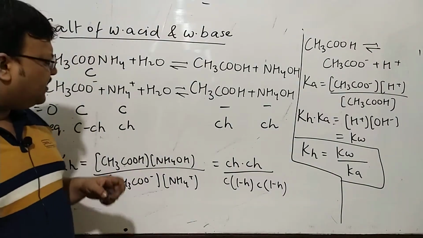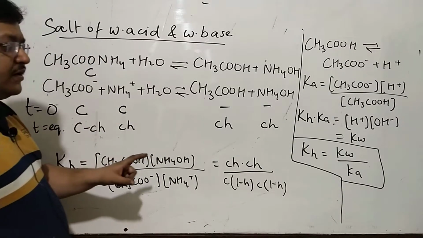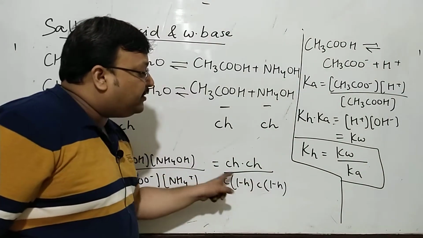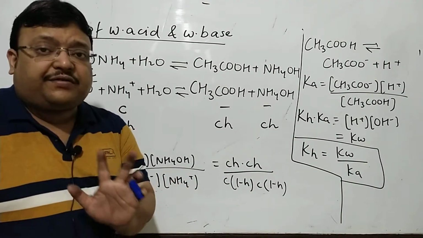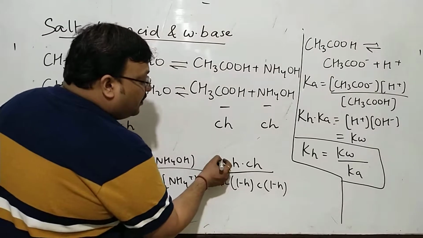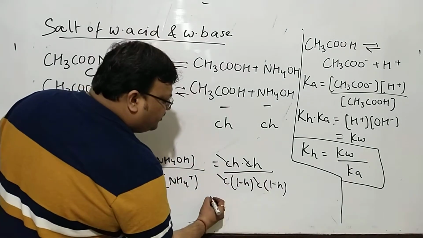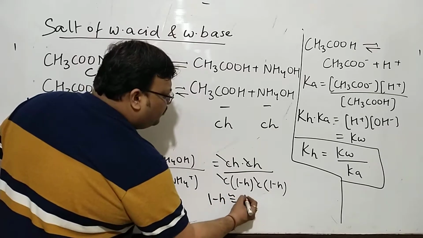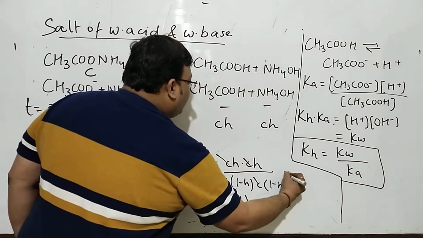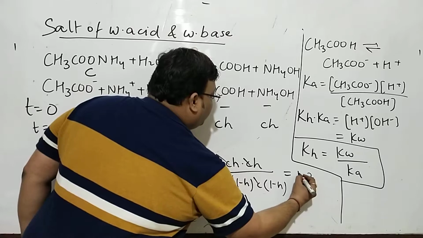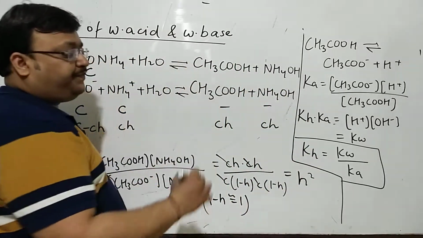If one mole gives H, then C moles will give CH. For a change, all the C terms will cancel here. All the C terms will cancel. 1 minus H is almost equal to 1 every time. And you will be left only with H square.